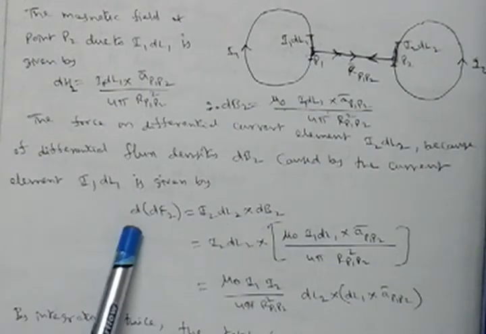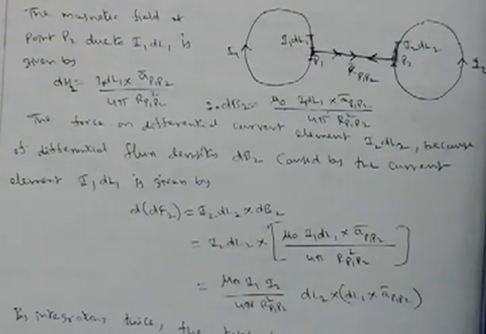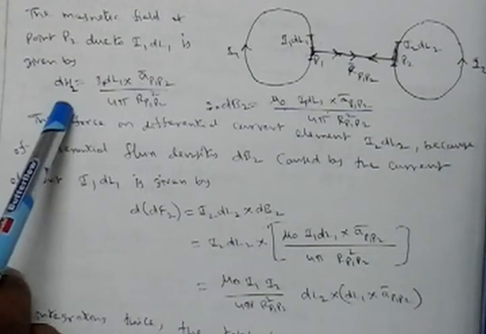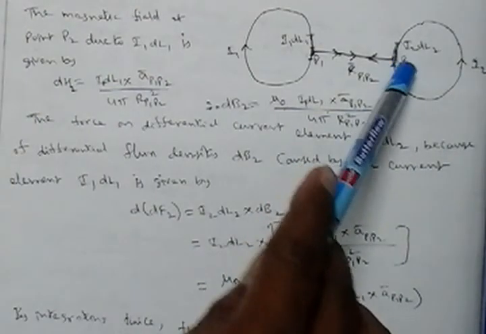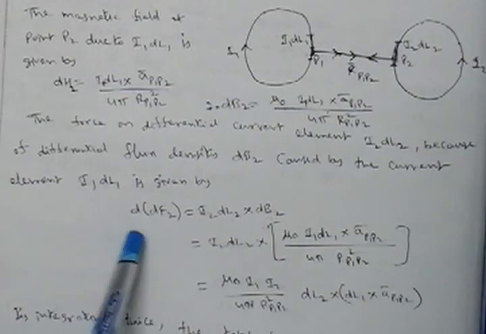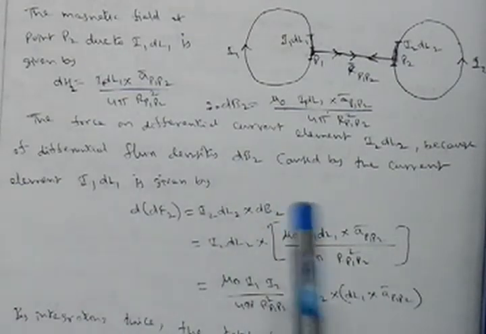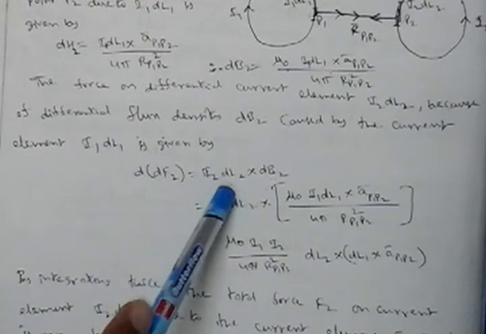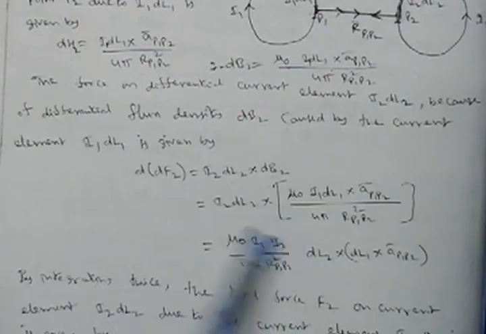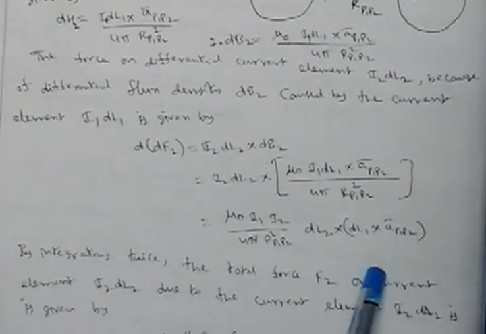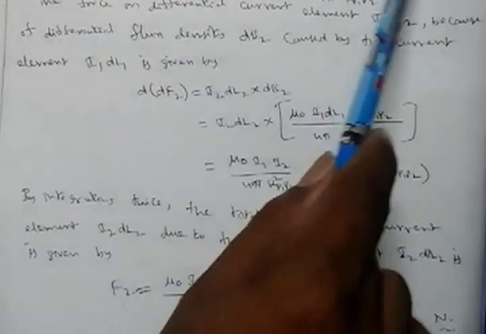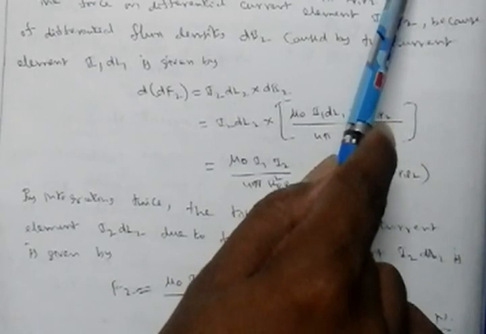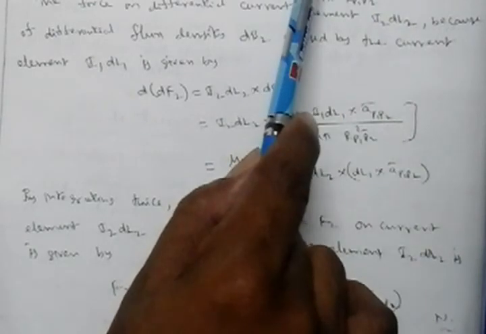Please remember, one more d is with respect to the second conductor. This dB2 is with respect to the first conductor, and this d of dF2 is with respect to the other conductor. So d of dF2 is equal to I2 dl2 cross dB2. Substitute dB2 from here, then you will get this mathematical equation. This is the differential force at point P2 due to this differential current element.